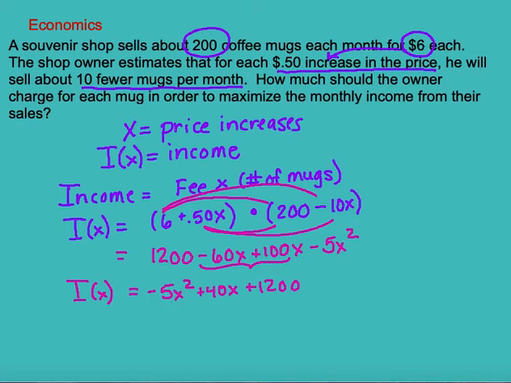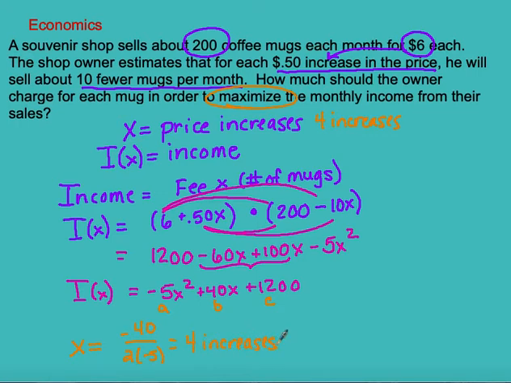Now, what I'm looking for is to maximize. So I'm looking to maximize that income. So I need that vertex again in this function. So my A is my negative 5, my B is 40, and my C is 1200. So my maximum, or my vertex, is going to show up at negative B over 2 times A. So that's going to give me, when I simplify that out, 4. And remember that 4 represents the number of increases. So we're going to have 4 increases.